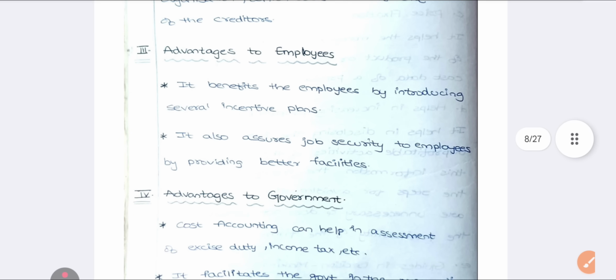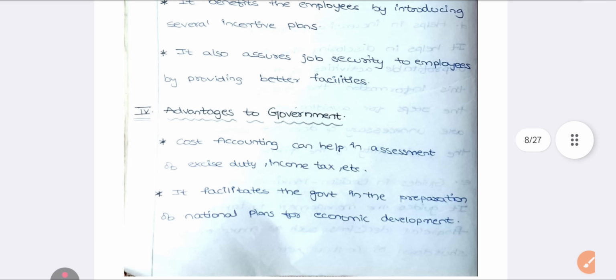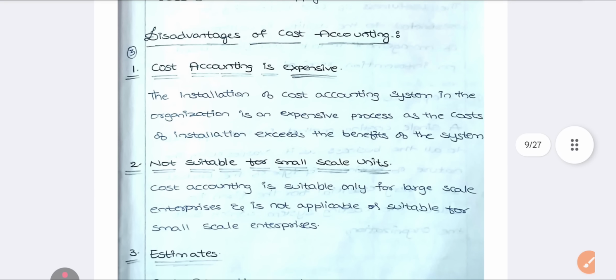Any 5 to 6 or 6 to 7 side headings you can write in your examination, but no need to memorize this. Generally, whatever you have understood, just put it on the paper. Clear? And what are the disadvantages?